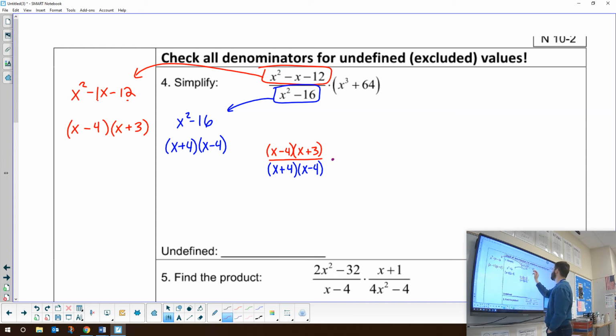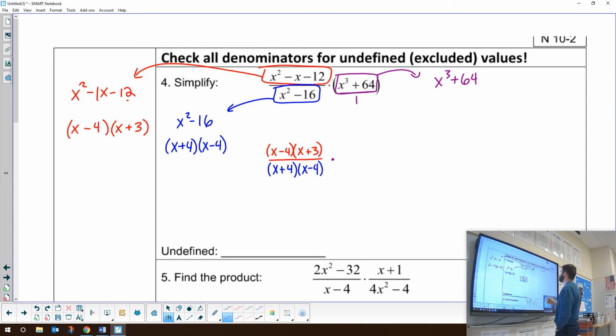This one is going to be over 1, right? If you have one just being multiplied, it's over 1. So let's take this x cubed plus 64 out to the side and let's factor it. Now, this x cubed plus 64 is a sum of cubes. If you do not remember the way to factor sum of cubes, go back and watch yesterday's video or the previous week's video over factoring sum and difference of cubes. I'm just going to factor it here.